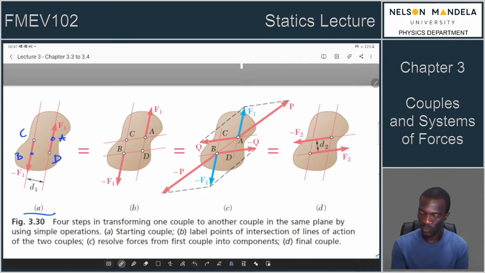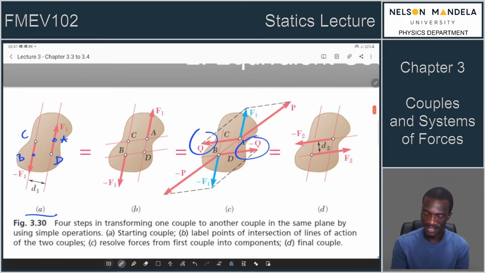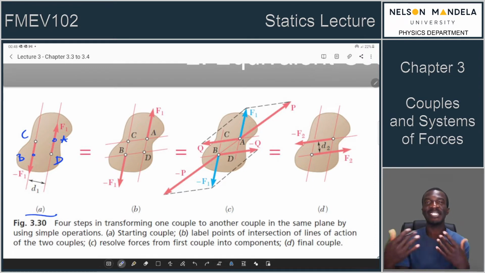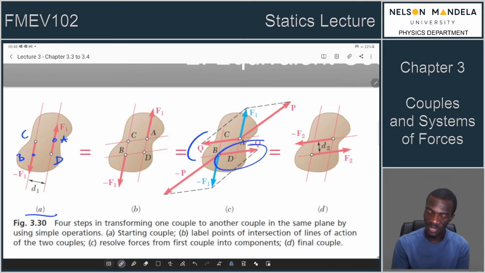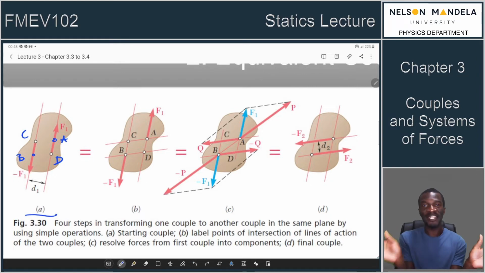And these two forces, Q and minus Q, have been derived from the same forces. They are components of the same forces. The fact that these components have vanished, have disappeared, simply means it was an effect of the principle of transmissibility. Now we are left with a couple, Q and minus Q, which will generate the same turning effect.